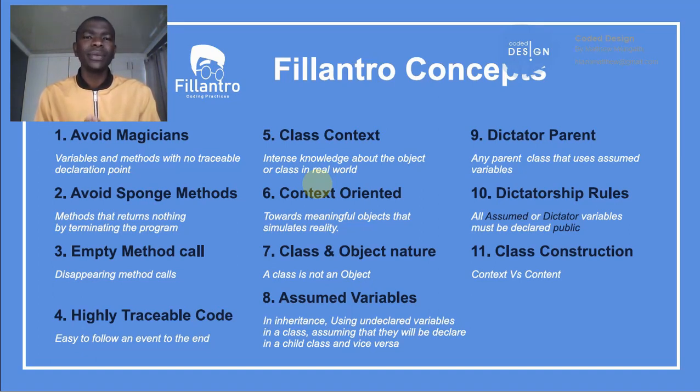So without further ado, let's get into the Philantro concepts. Concept number one is avoid magicians. What are magicians? Variables and methods with no traceable declaration point.